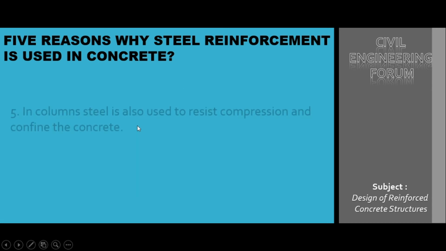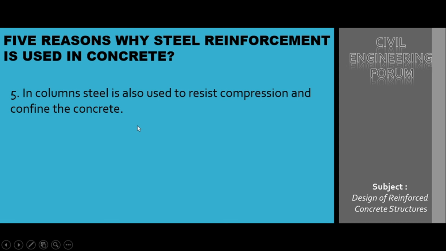And the fifth one is, in columns, steel is also used to resist compression and confine the concrete. You might have seen steel reinforcement even in columns, though there is no tension in most of the part of the column. So at this place, what this steel reinforcement does is, it takes the compression. It is not that steel is strong in tension so it is weak in compression, but steel is even stronger in compression. But due to economy, we are using cement concrete at the places where there is compression.